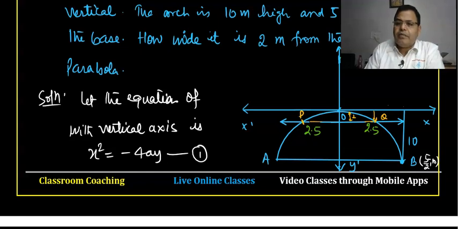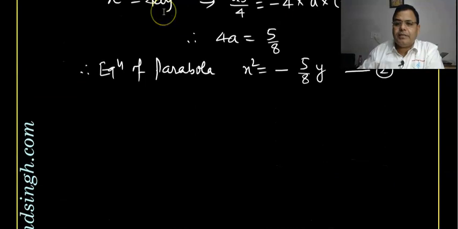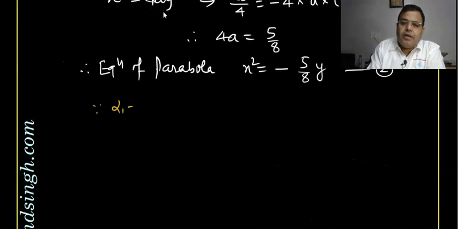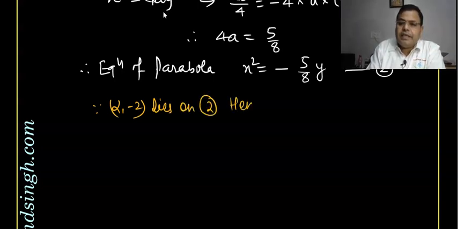We do not know the x coordinate, so let the coordinate of Q be (alpha, minus 2). Alpha is the x coordinate, from here to here is alpha, and y is minus 2. Since (alpha, minus 2) lies on the parabola, it satisfies the equation.